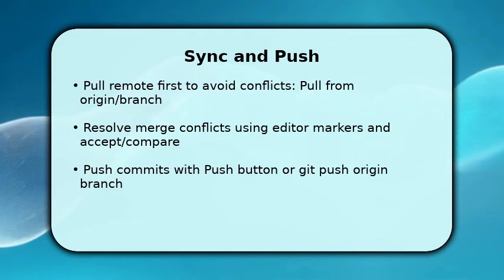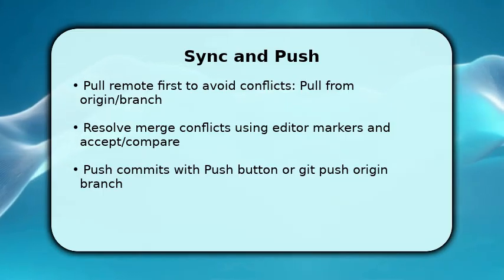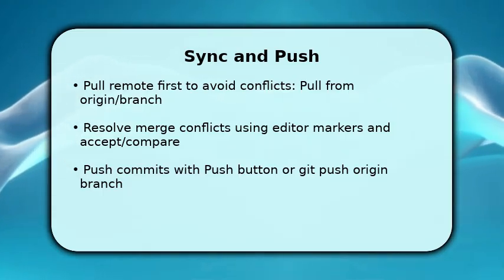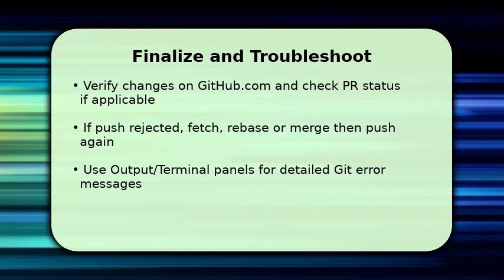Finally, push your commits to origin using the push button or terminal: git push origin your-branch. This ensures the remote repository reflects your changes. You're nearly done. Confirm your changes on GitHub. Or create a pull request if required.